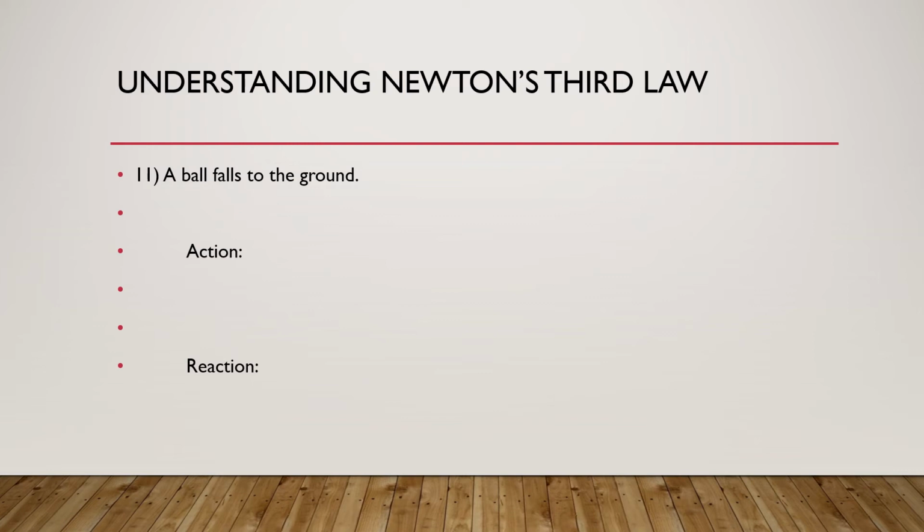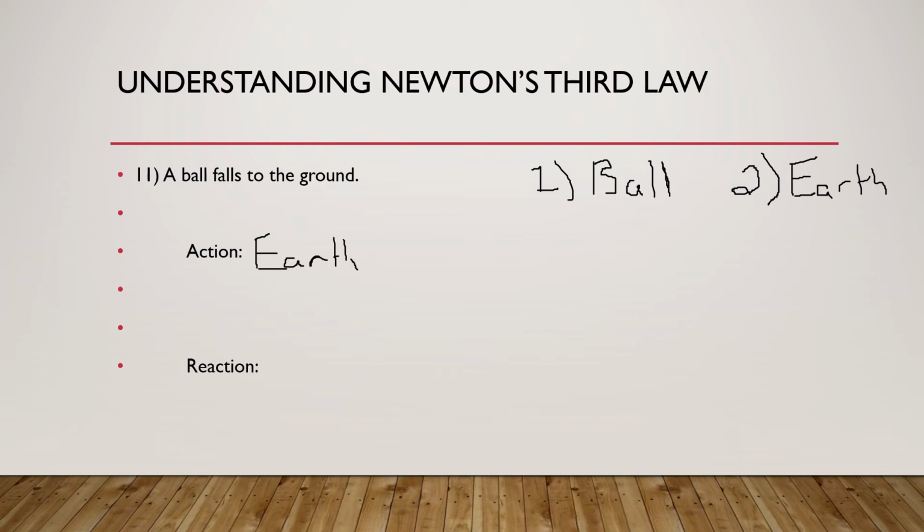What are the two objects? We have the ball, and what's pushing the ball? A lot of people are going to say, oh, well, gravity's pulling it or pushing it down. That's true. But is gravity an object? No. Gravity comes from where? Planet Earth. So the second object is the Earth. So as a ball falls to the ground, action. Earth pushes the ball to the ground.